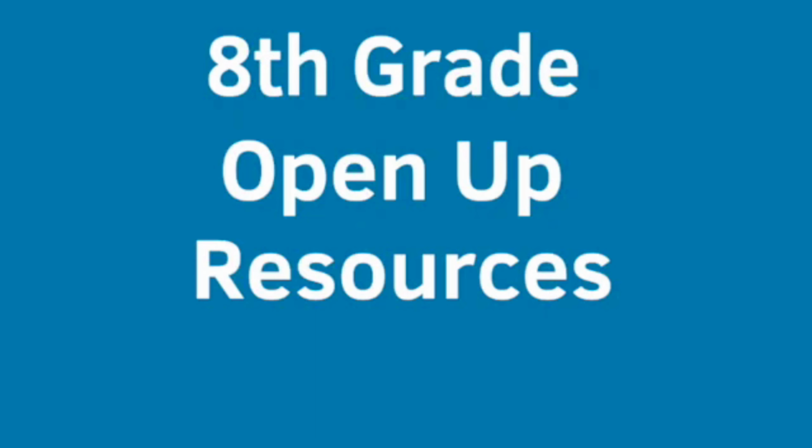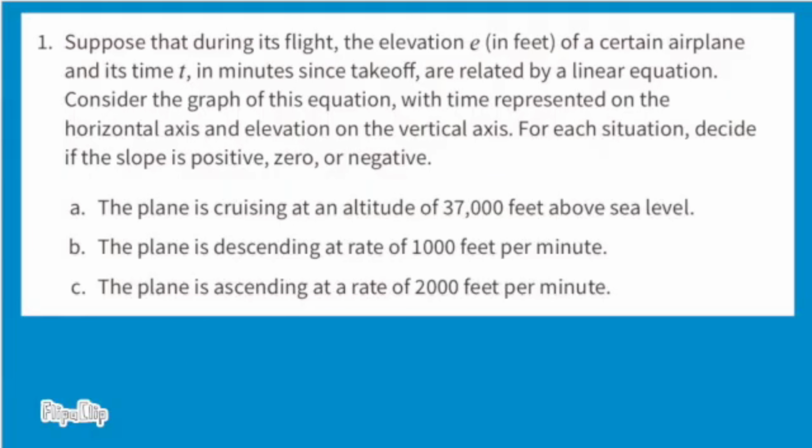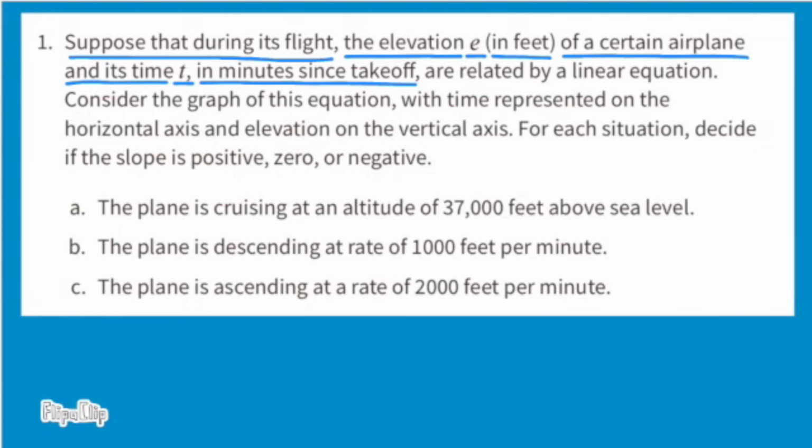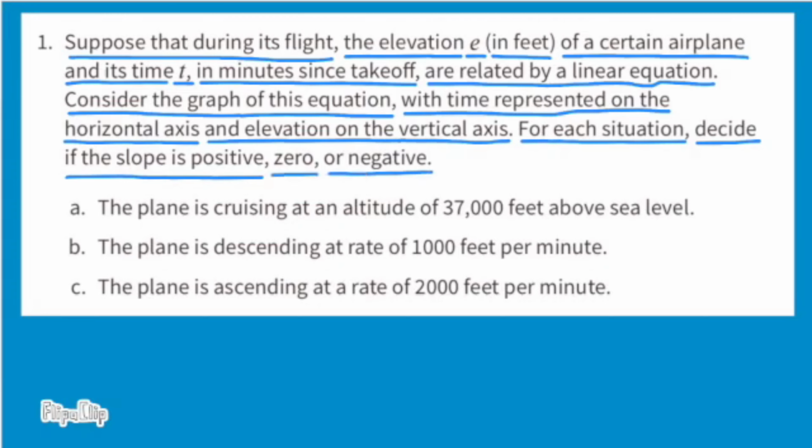8th grade Open Up Resources, Unit 3, Linear Relationships. Number 1. Suppose that during its flight, the elevation e in feet of a certain airplane and its time t in minutes since takeoff are related by a linear equation. Consider the graph of this equation with time represented on the horizontal axis and the elevation on the vertical axis. For each situation, decide if the slope is positive, 0, or negative.